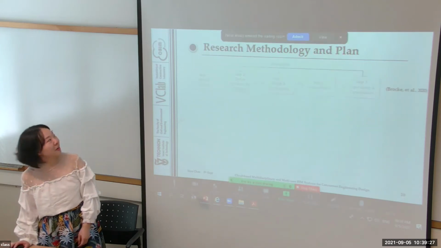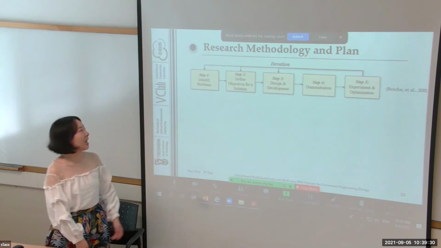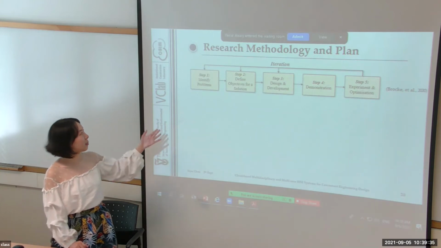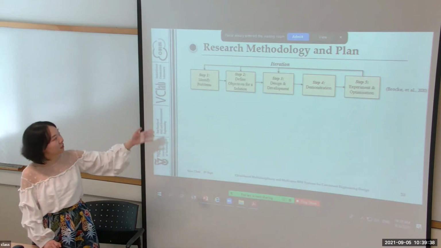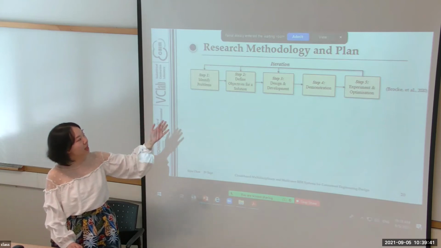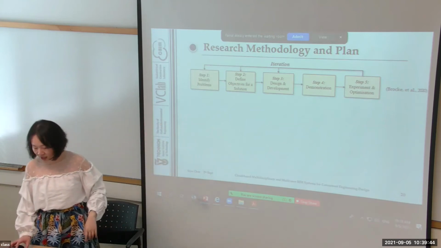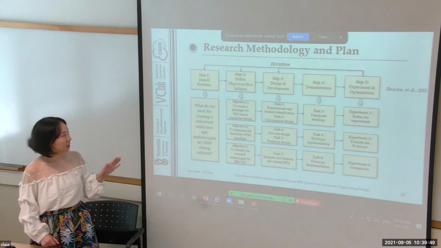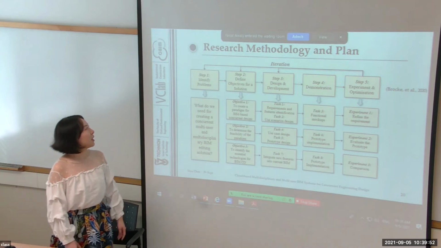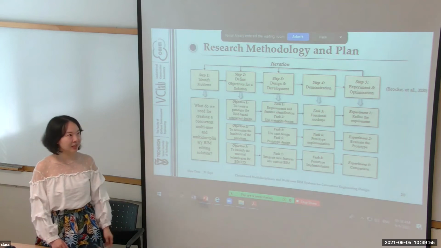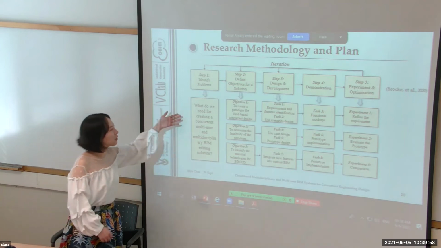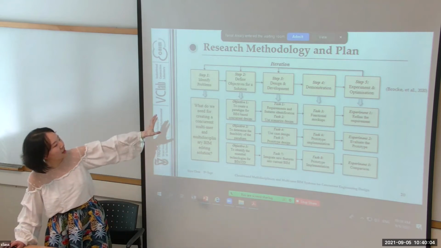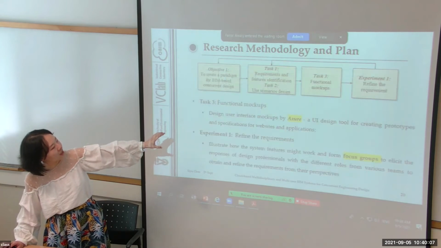Now, welcome to my research methodology and plan. My research methodology adopts the design science methodology. The first step is to identify the problem, then define the objectives, design and development, demonstration, experiments, and optimization. And according to this methodology, I made the research plan like this. The problem we have already repeated several times in different formats: what do we need for creating such an editing solution? And then these are the three objectives. I will explain in detail how I can realize them.